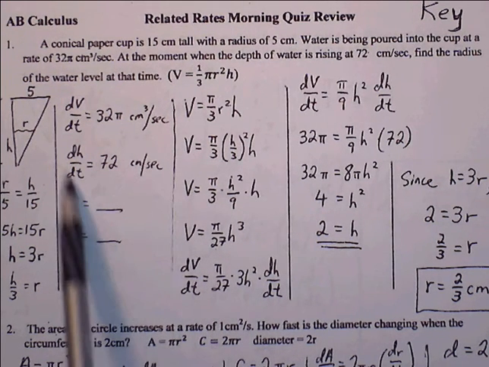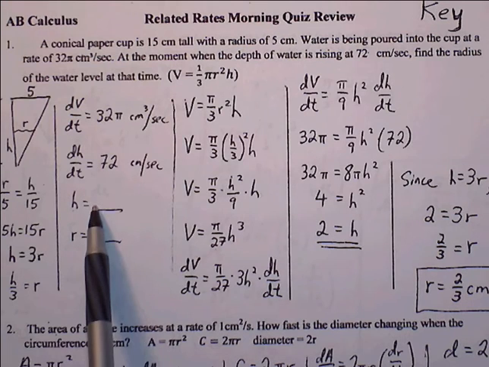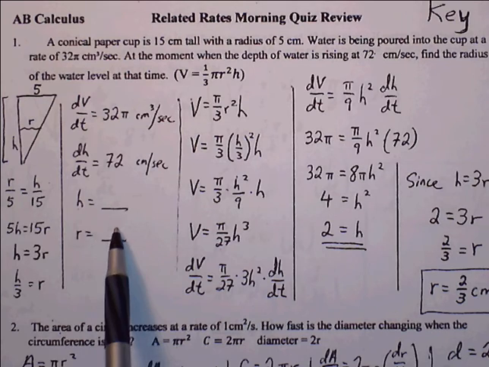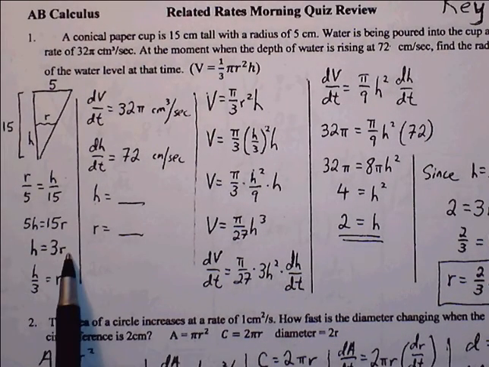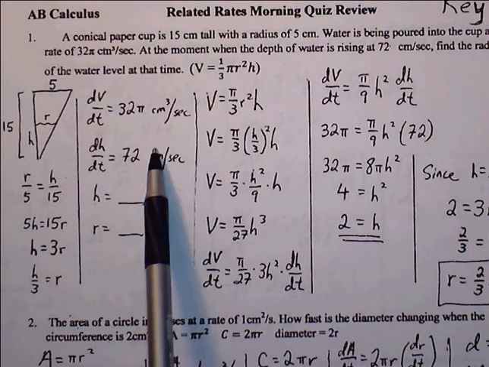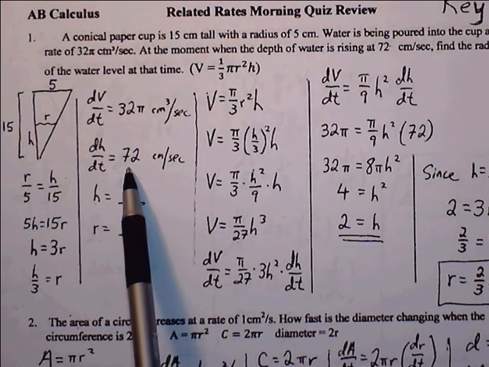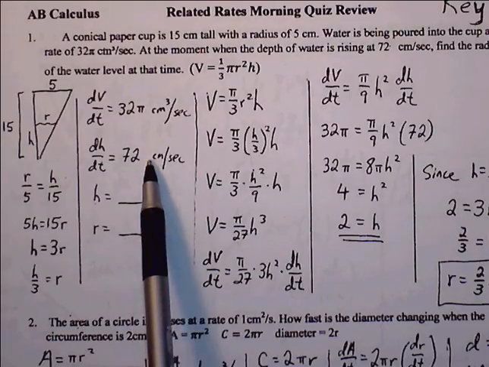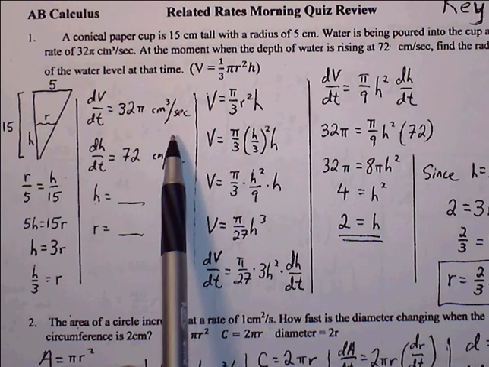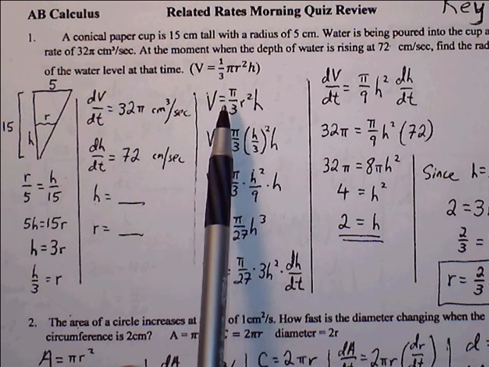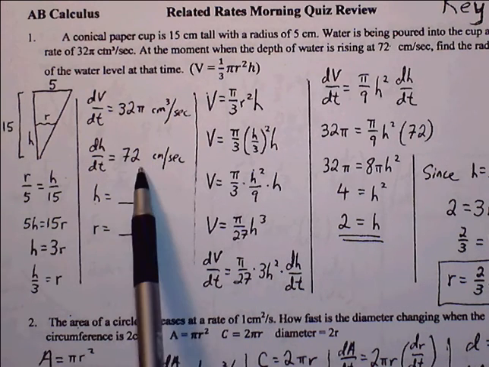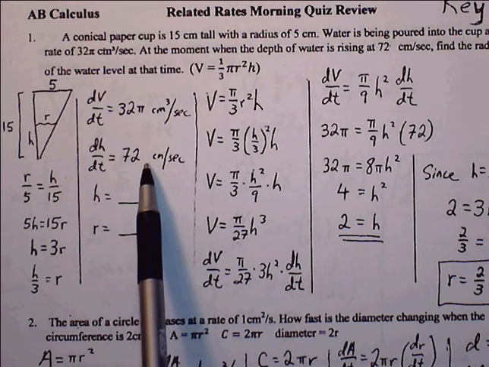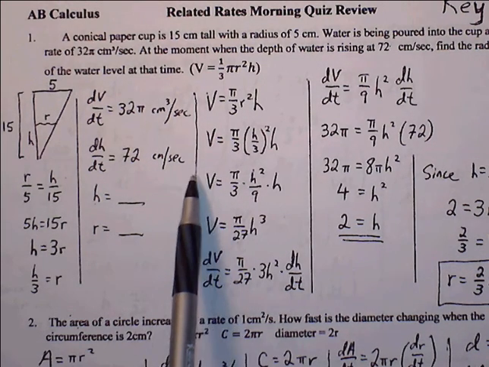Well, since we have dh/dt, let's just go ahead and set everything in terms of h. Because if we solve for h, we can always work our way back to r because we have something that relates the two variables together. So let's do everything in terms of h since dh/dt is given to us. If we have our volume equation in terms of height, then the derivative will produce dh/dt, and then this 72 centimeters per second will be useful to plug into the missing variable.